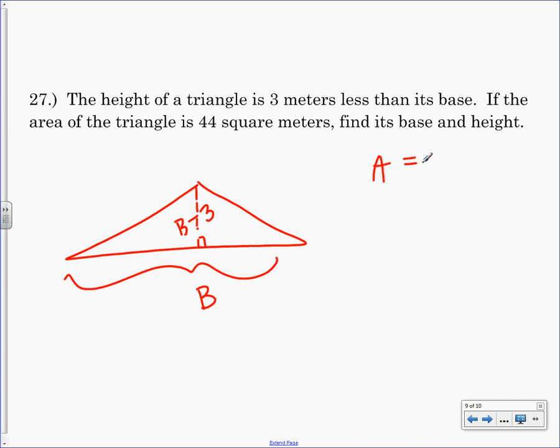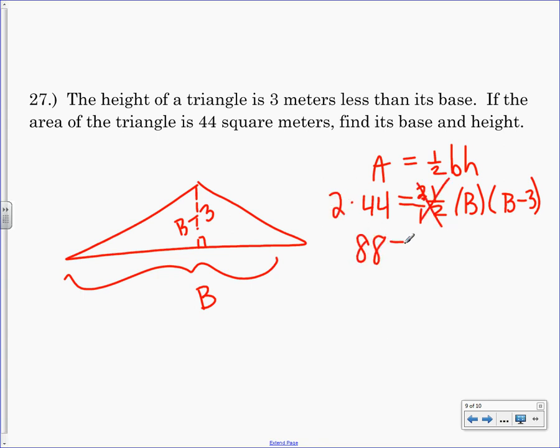So the area of any triangle is 1/2 base times height. For our triangle, it's 1/2 base again. Height is base minus 3. What else did they give me I haven't used yet? The 44 for the area, right? From here to algebra 1, okay? You can distribute now if you'd like to, but I find that when there's a fraction like this, a lot of people tend to get it wrong. So I think getting rid of it first is typically easier. So I'm going to go ahead and multiply both sides by 2/1, which I get 88 equals b times b minus 3. Okay? What do I do now?